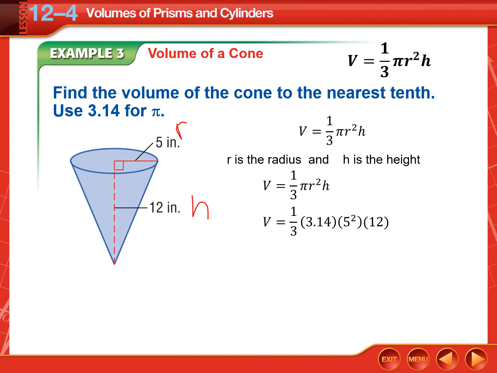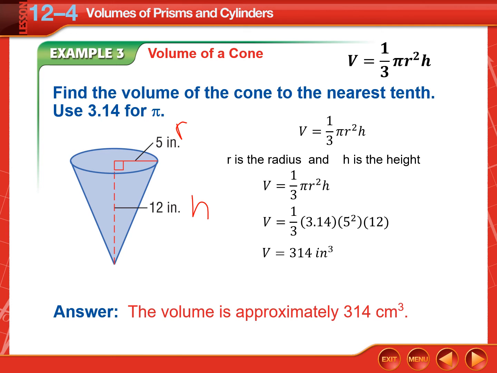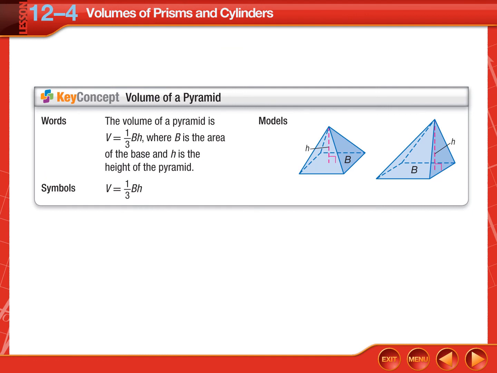If you're using a calculator on your phone, it's just easier to do the multiplication at the end and figure out exponents and division first. So we get 314 inches to the 3rd power. The volume is approximately 314 cubic centimeters. All right, so here we have our pyramid.